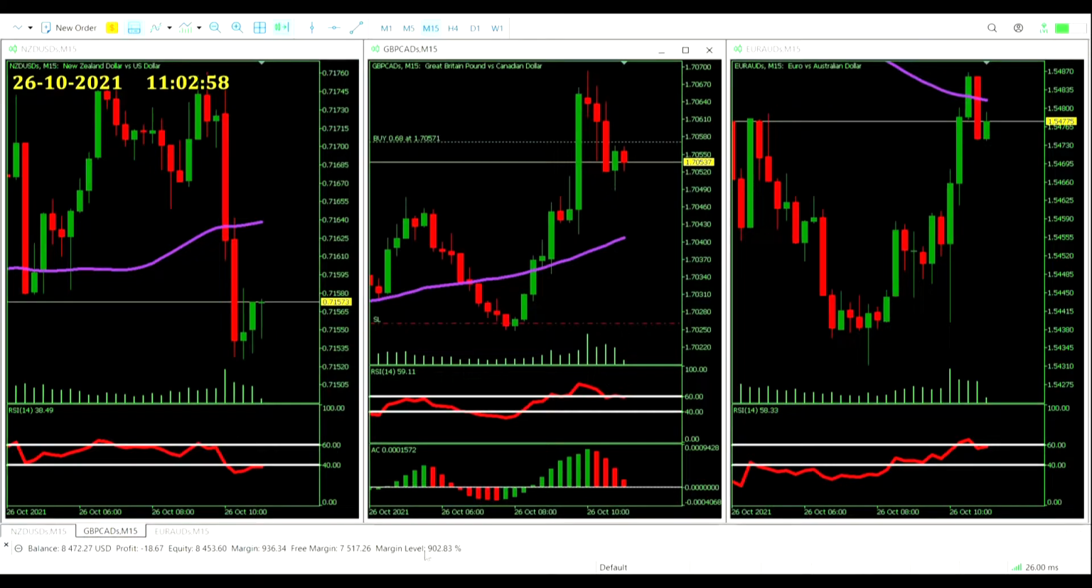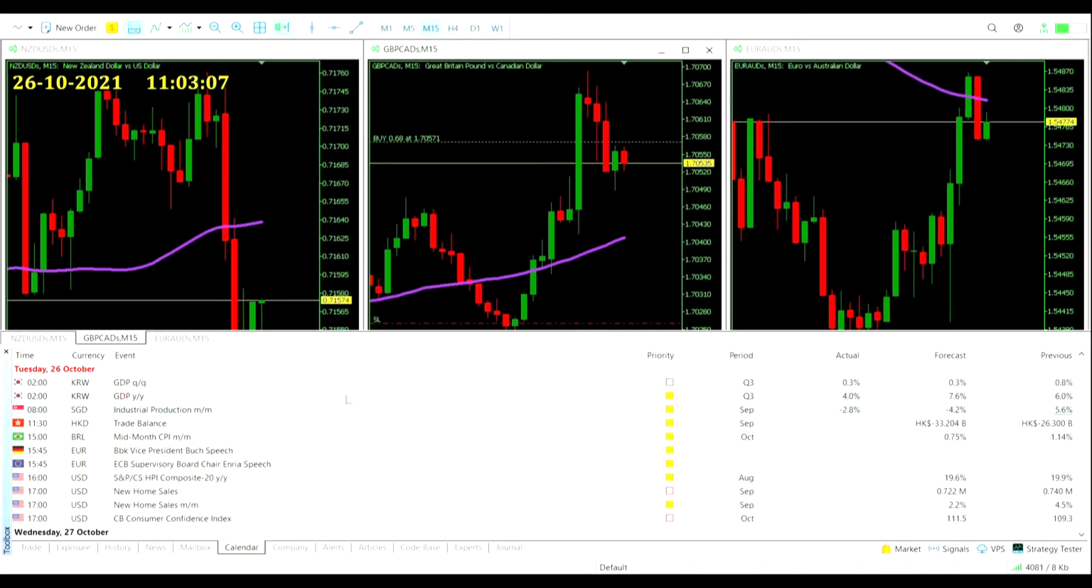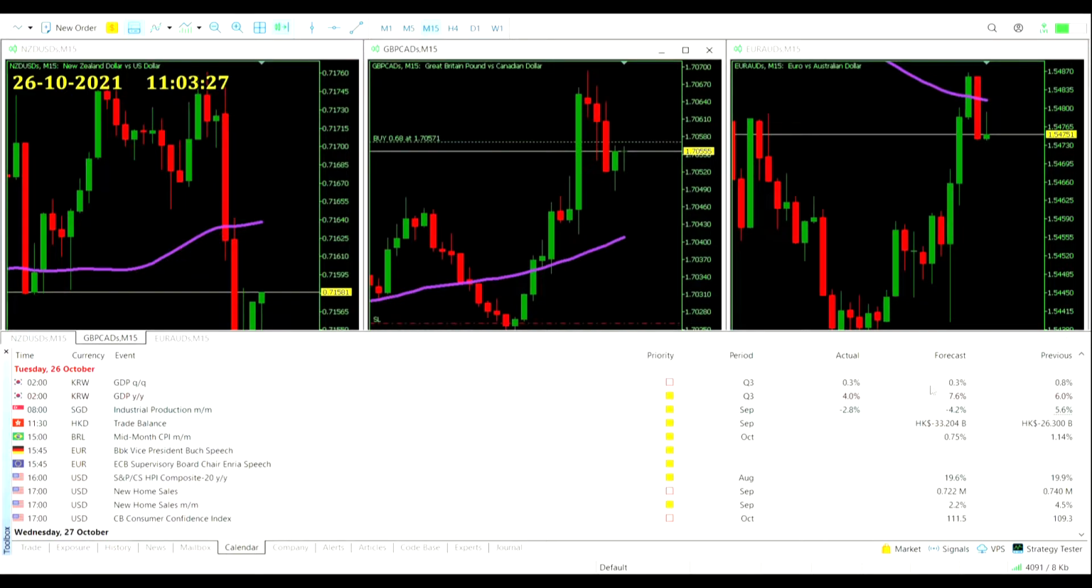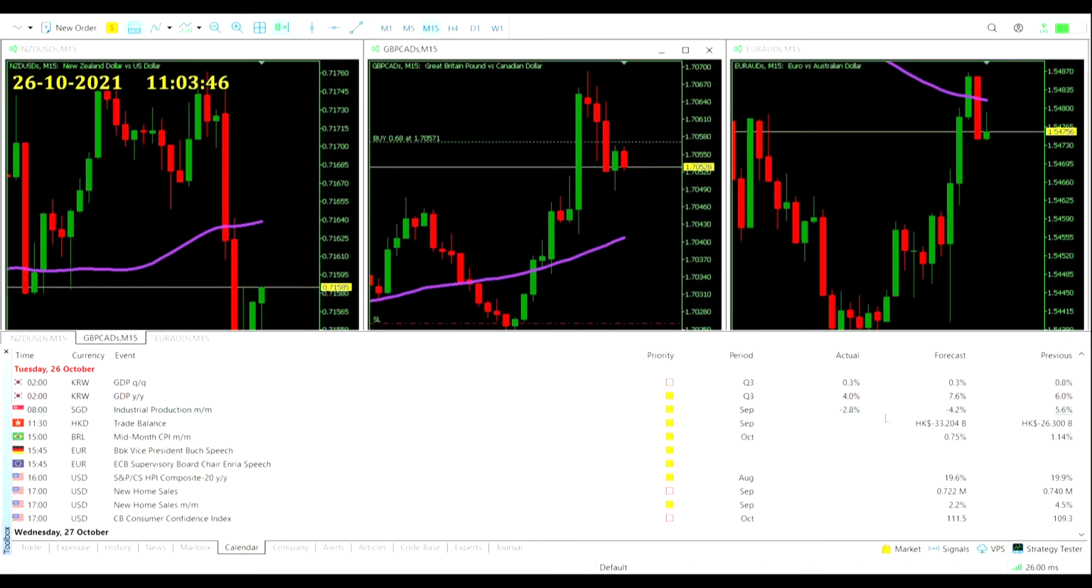Let's take a look at the economic calendar. Korean quarterly GDP coming in as forecast, but at least it's a boost, and at least it's not a miss on the forecast. It does give the yearly GDP an actual of 4% versus forecast of 7.6. Now that is a bit more of a miss, but people are paying closer attention to the quarterly. Also had Singapore industrial production month on month, negative 2.8 versus negative 4.2. Not a good reading, but better than the forecast, so there we go.